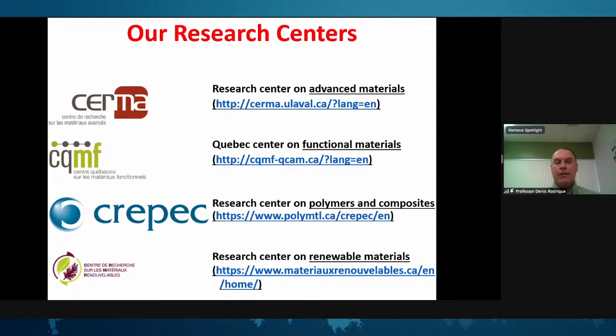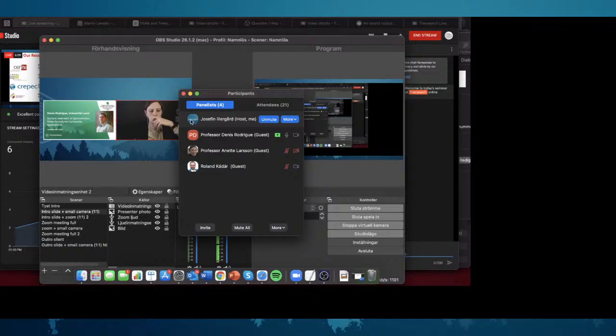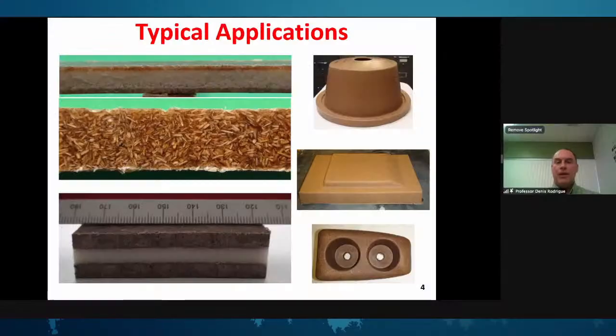So these are some of the typical applications that we are working on, depending on whether it is for automotive, buildings and construction, etc. So we play with the formulation, we do a lot of processing, we do also some characterization on these materials. And at the end, we try to do some modeling based on all the data that we have available for these materials.